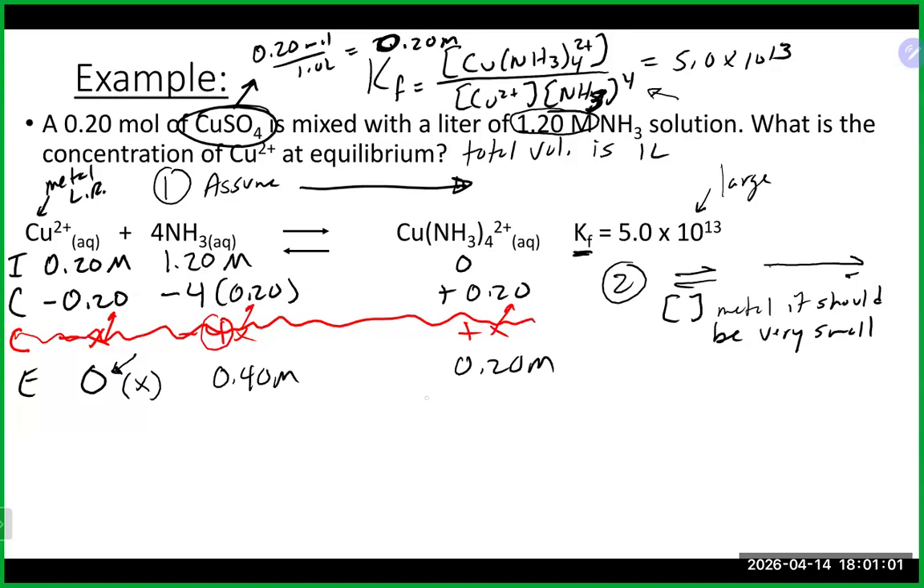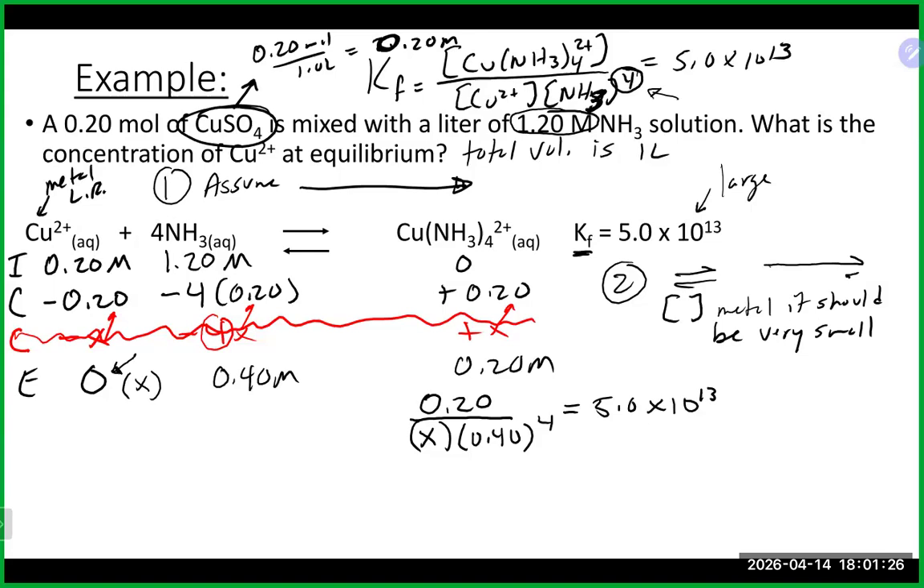If we do that, we will end up with 0.2 going into our equilibrium expression divided by X, which is our copper ion concentration. We have 0.4, which is our ammonia. And again, we don't want to forget that we need to also take it to the fourth power. And that's going to equal 5.0 times 10 to the 13.